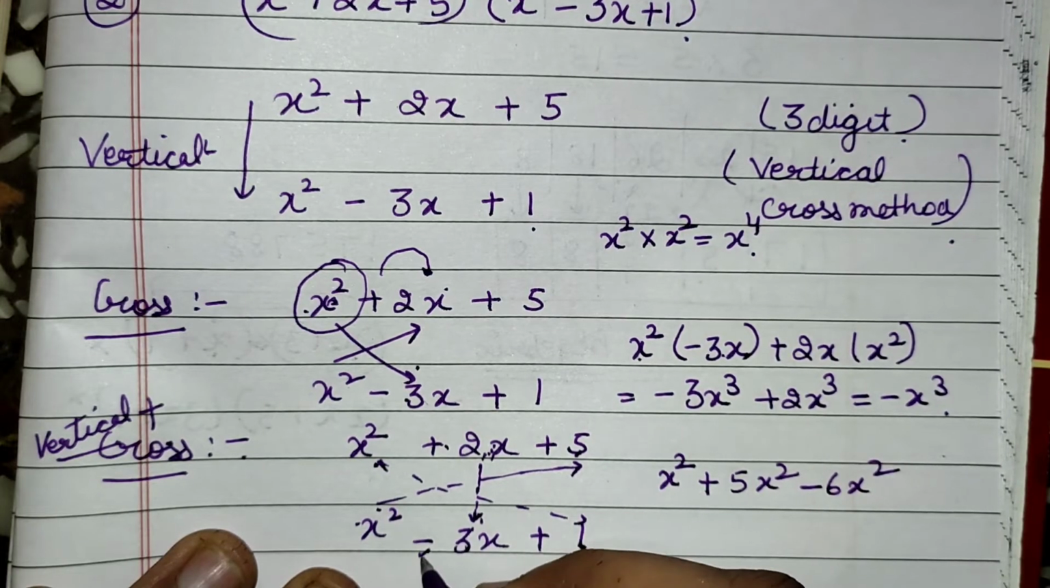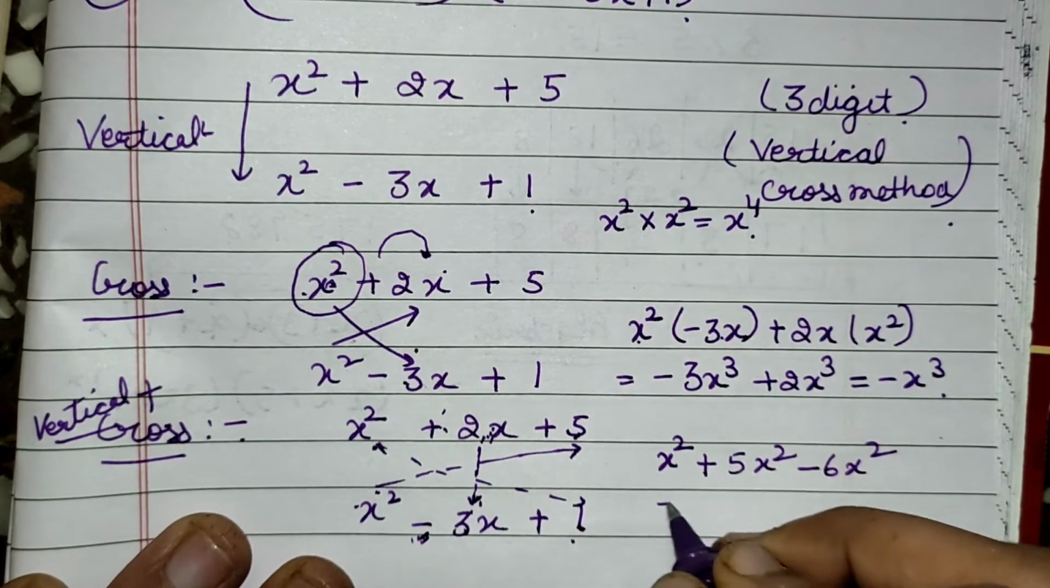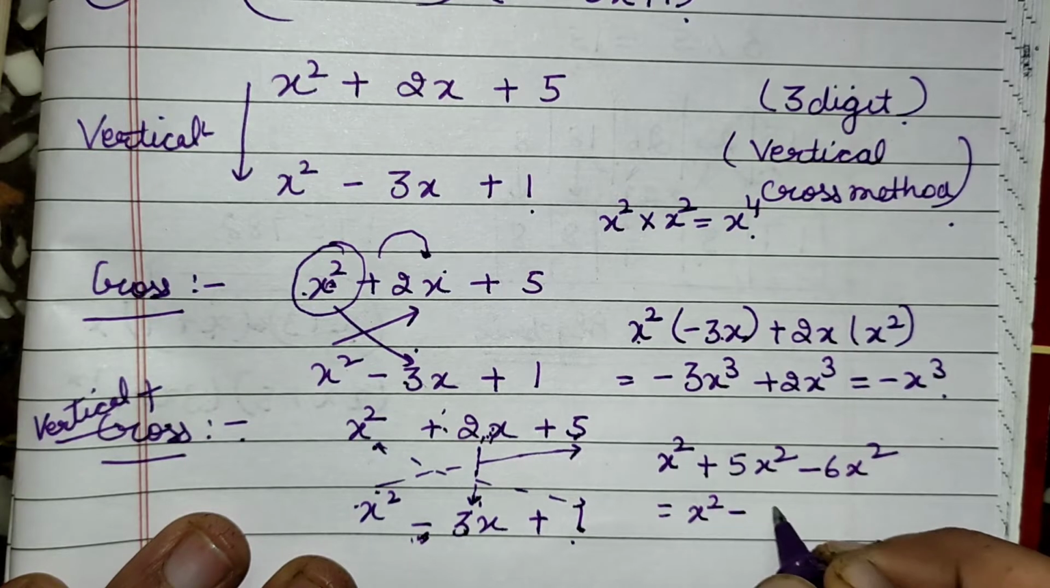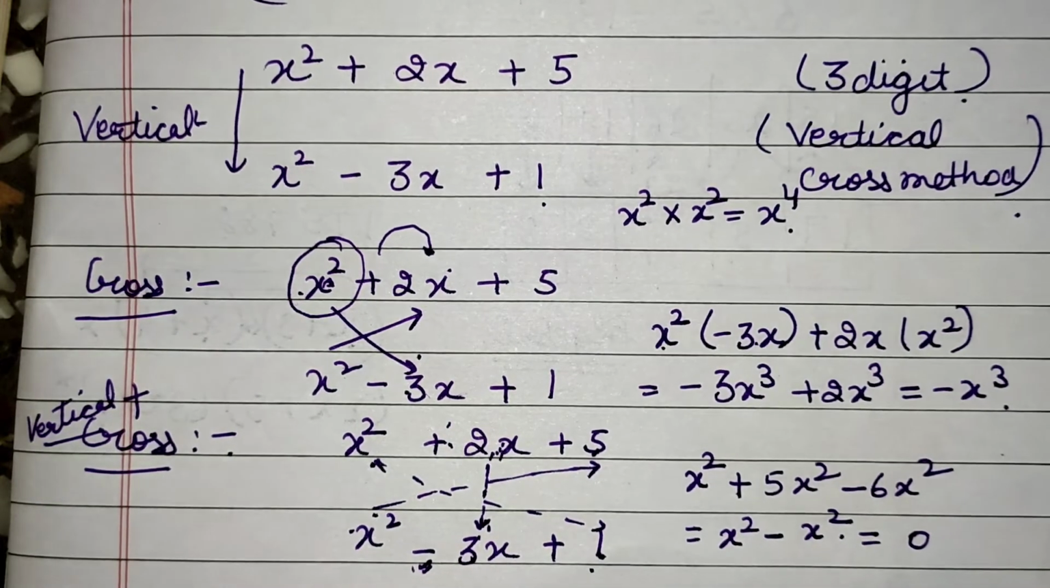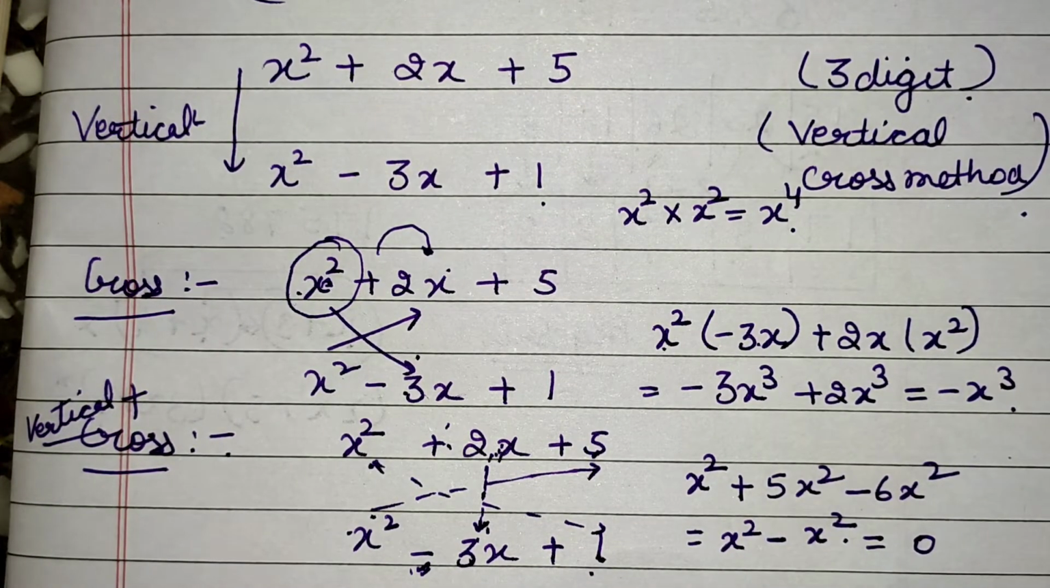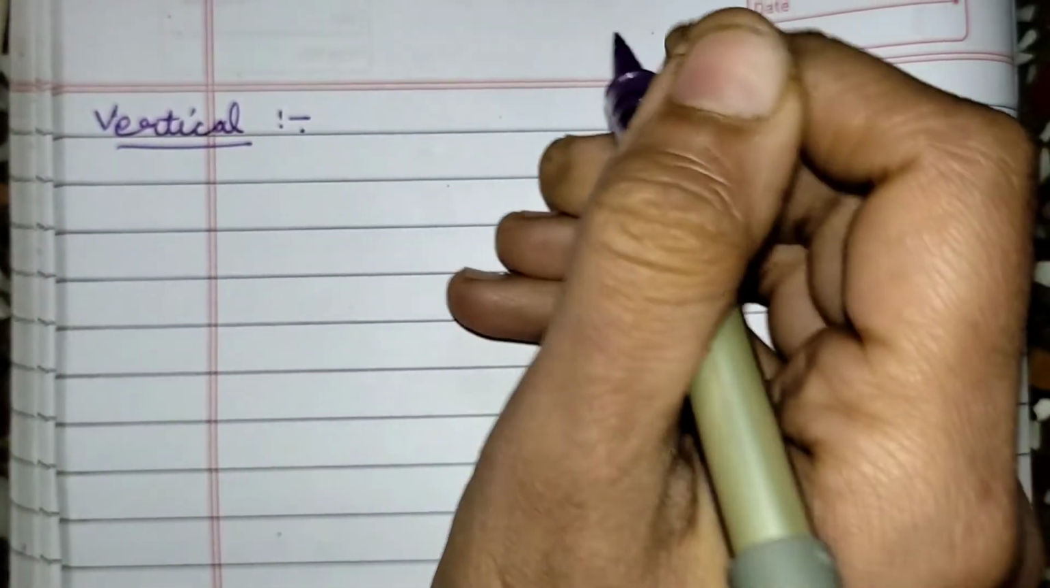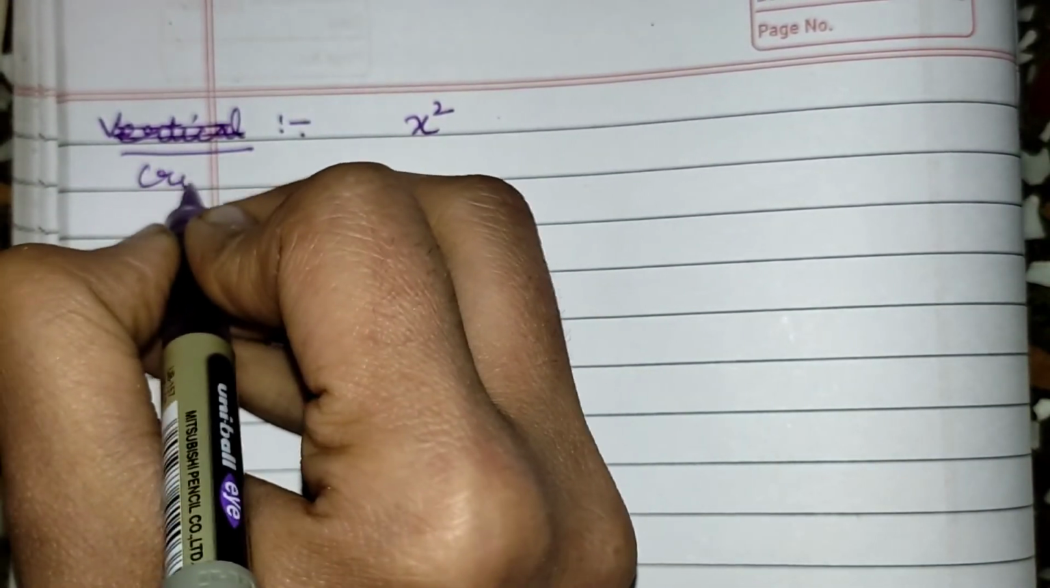So keep remembering the signs of the values also. So it will give you x square minus x square, so it will become 0. Vertical and cross multiplication will become 0. Now do the vertical multiplication, now do the cross multiplication again.